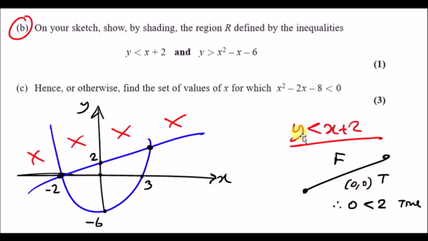And when you plug in 0, 0, we find out that you get 0 is less than 2. And this is a true statement. And because it's true, this means that the inequality is actually going to be on this side.